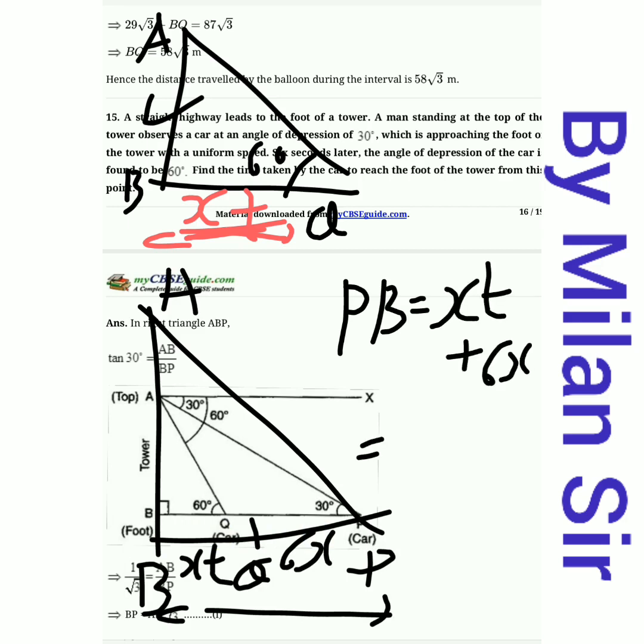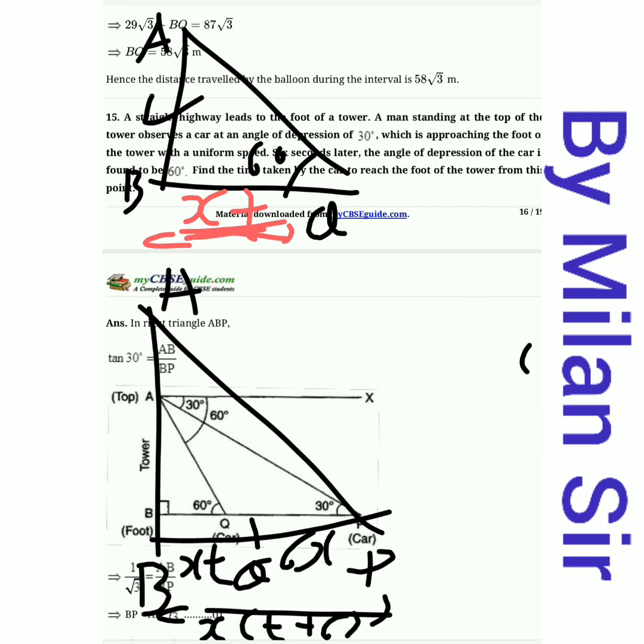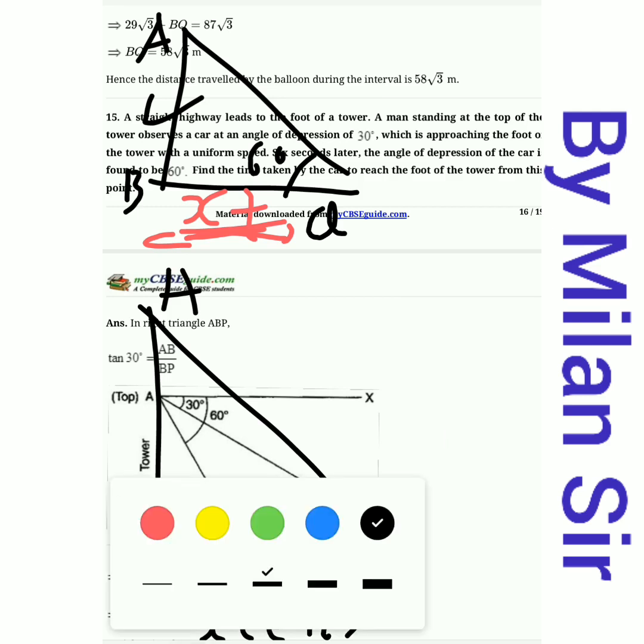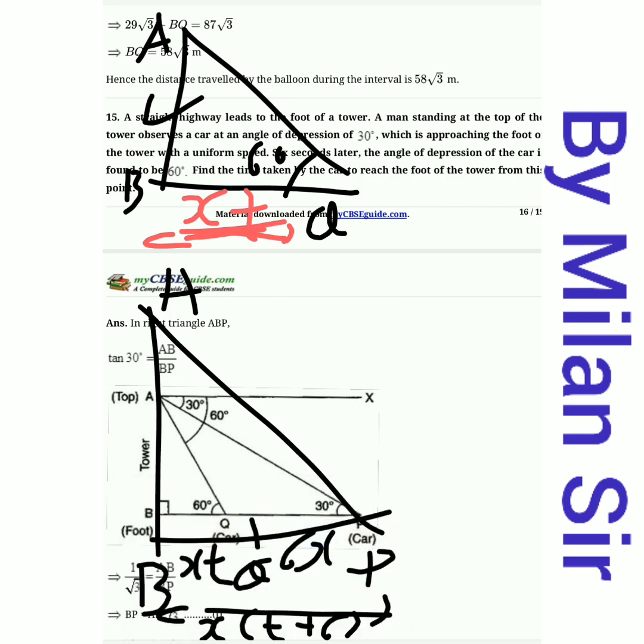So here x is common, so t plus 6. PB is equal to x in bracket t plus 6. Now use the first triangle, it is ABQ. From both these triangles we try to find AB. Otherwise we put the value of AB from the first triangle into the second triangle.